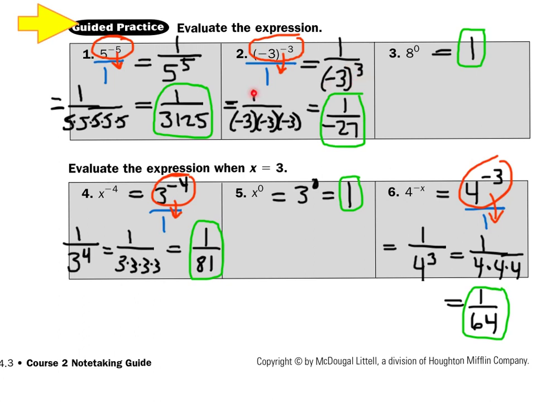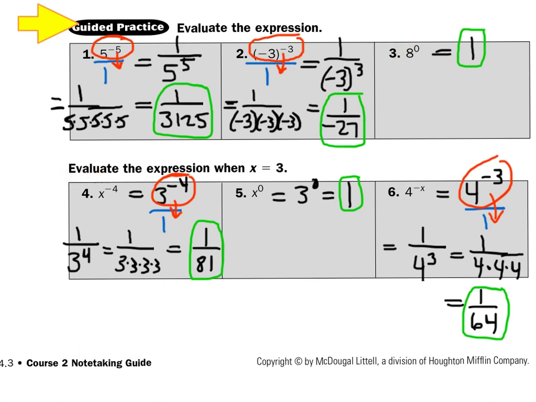And then we just write it out. 1 over, and then notice how I repeated the parentheses. Negative 3 times negative 3 times negative 3. So that gives me 1 over, and negative 3 times negative 3 is 9, and 9 times negative 3 is negative 27. So it's 1 over negative 27. Now look at number 3, 8 to the 0 power. As soon as you see that power of 0, it instantly becomes 1. Okay, that's the power of 0.